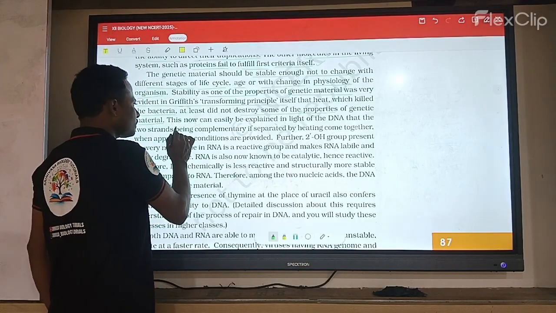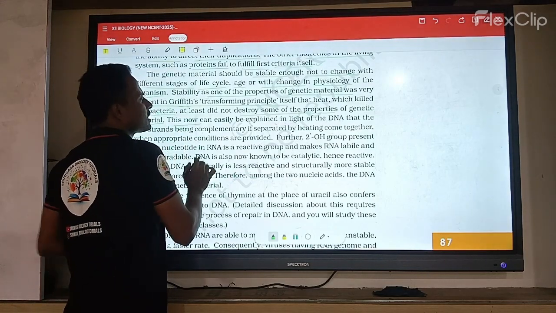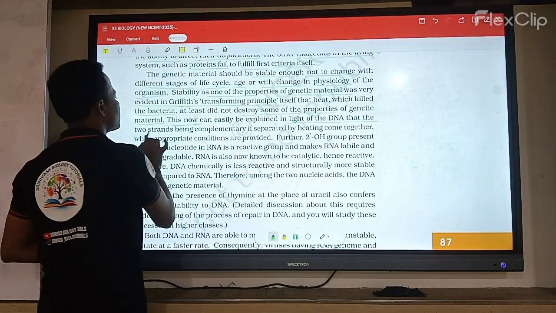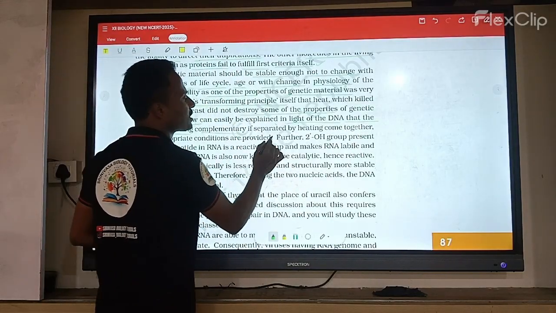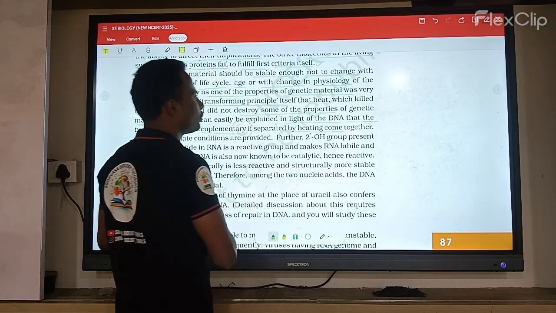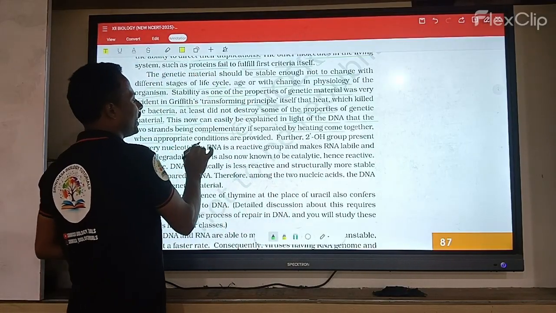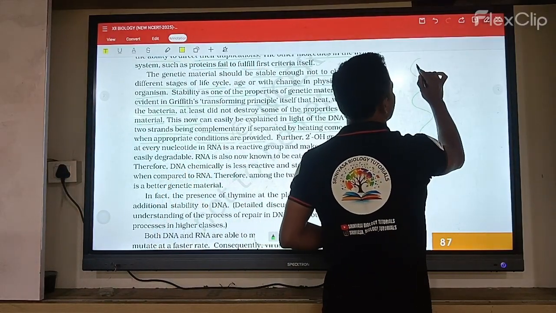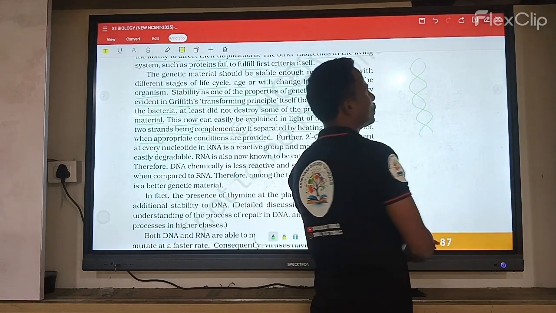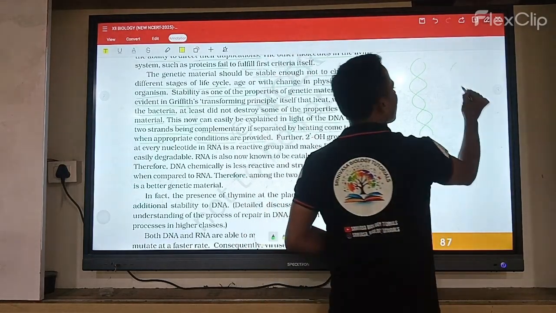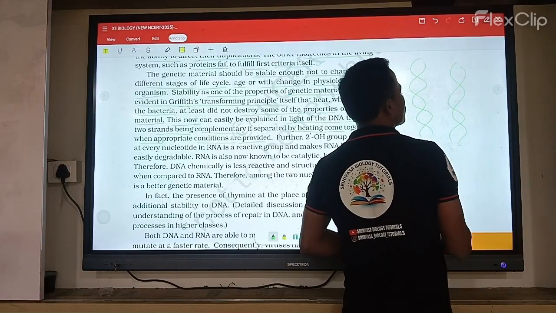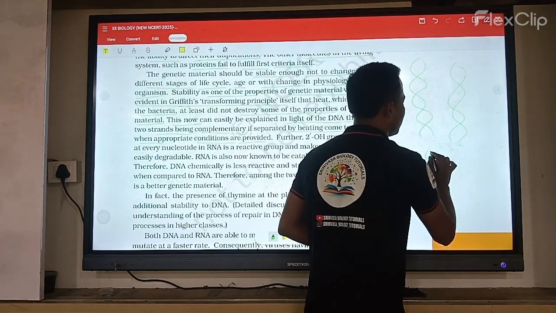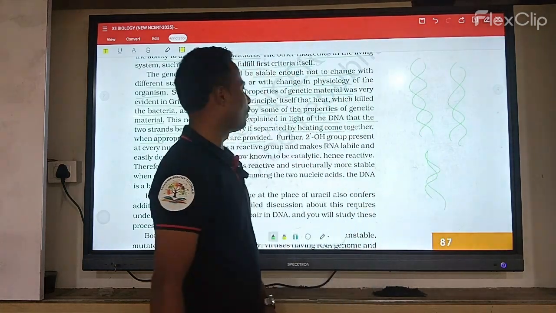Mostly this can now be easily explained in light of DNA having two complementary strands, which, separated by heating, come together when appropriate conditions are provided. So, for example, here the two strands of DNA are present. When we completely raise the temperature, what happens? They get joined again, and a new strand forms again.